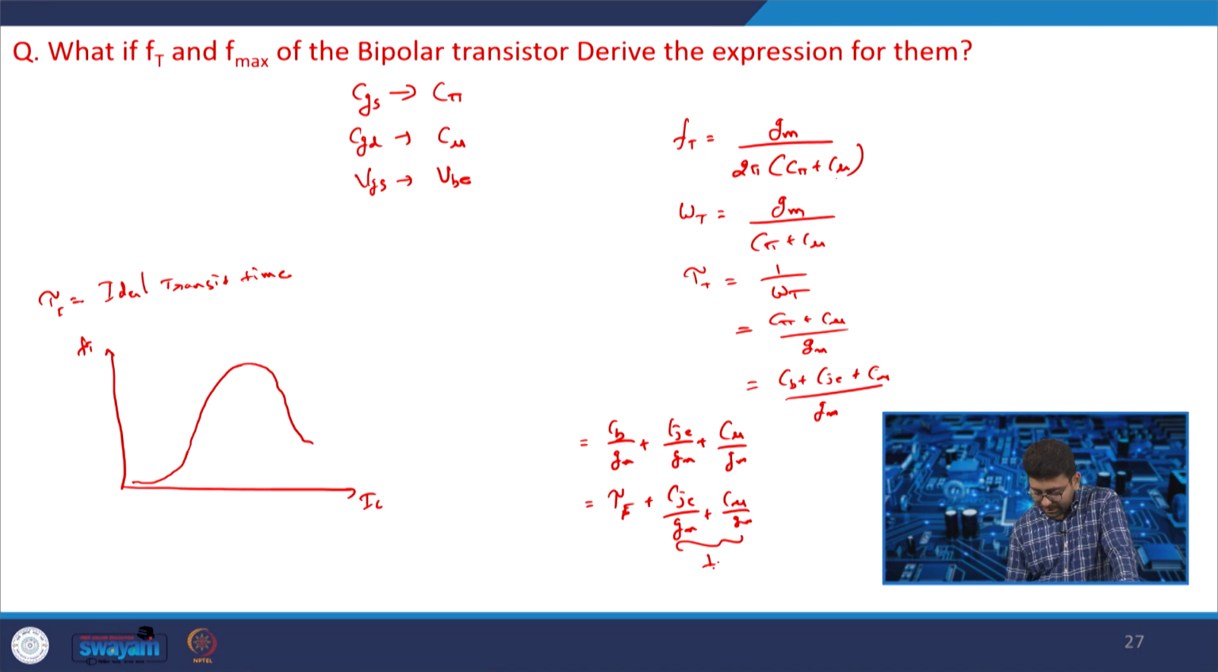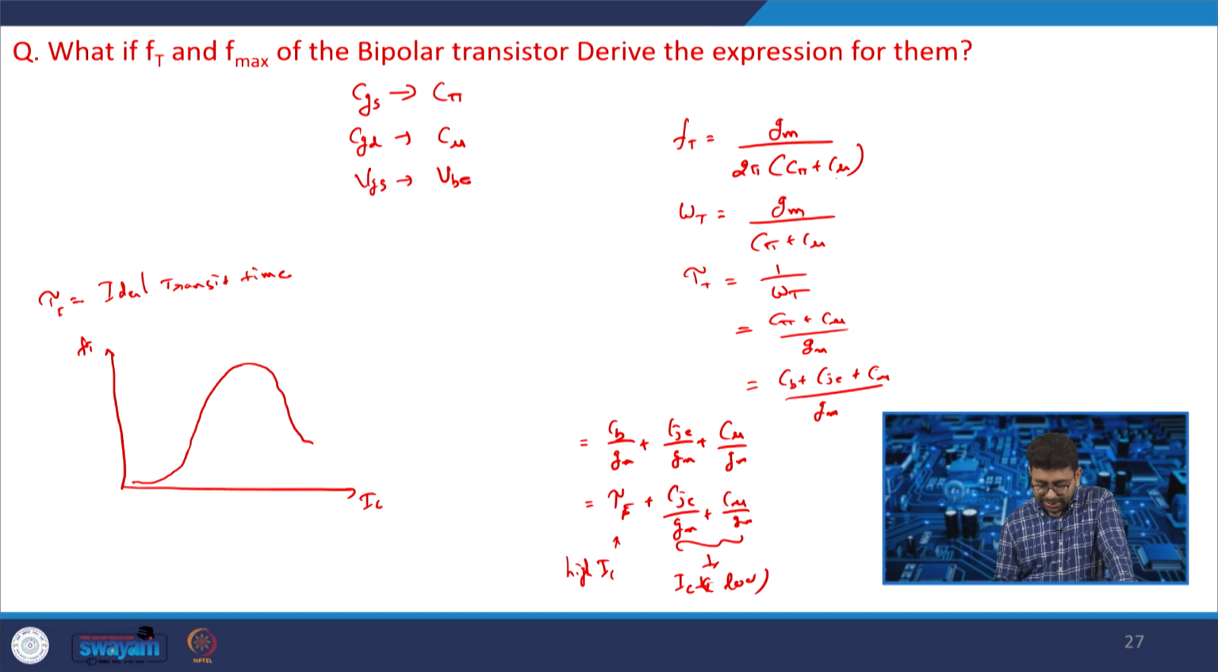At low frequency, when at low current Ic, this will be dominant, and at high current this will be dominant. So, this is high Ic, and this is when Ic is low. This portion of tau t is dominant when the collector current is low, and when the collector current is high, this tau f is dominant.